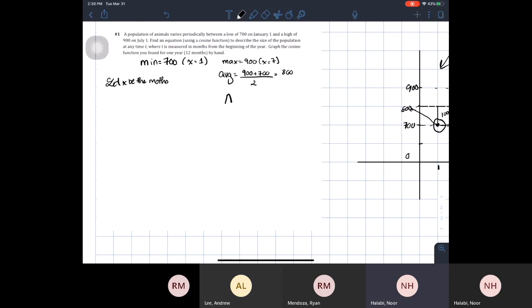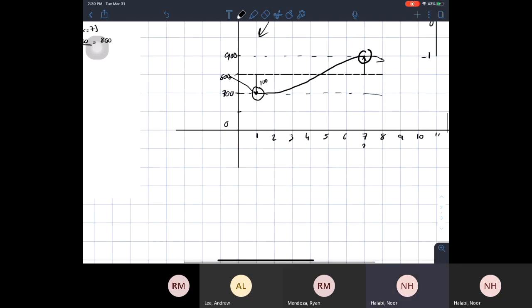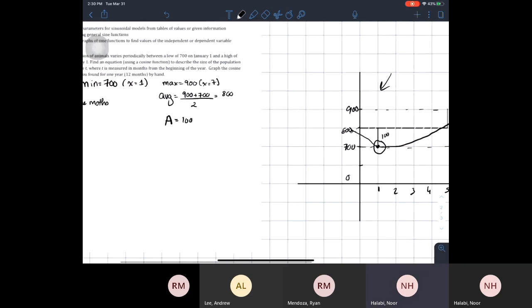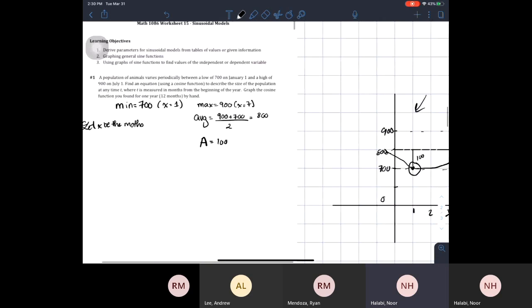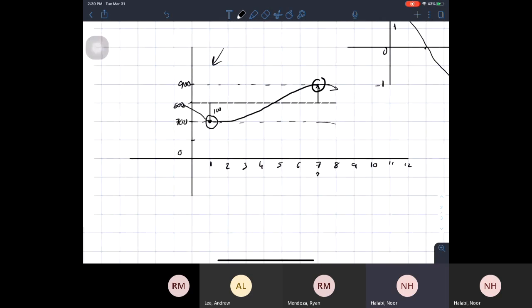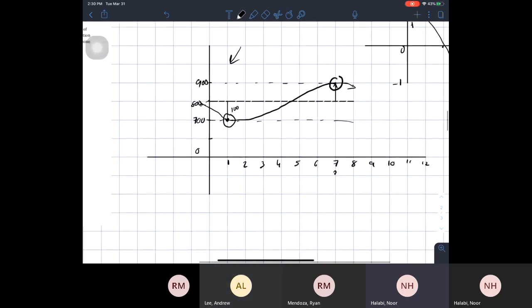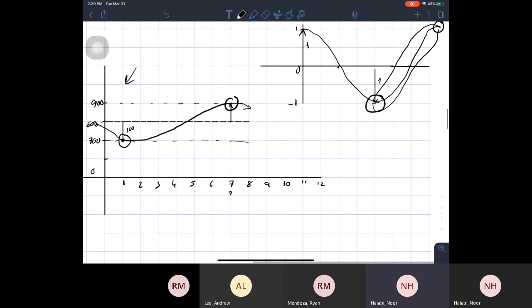So basically my amplitude, or A, is gonna be 100 units, or 100 people. Are we measuring people? Animals, 100 animals. So, okay, that's basically that. And then now we need to figure out the vertical shift. So see how this graph starts at 0?